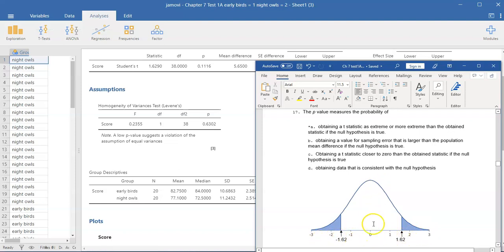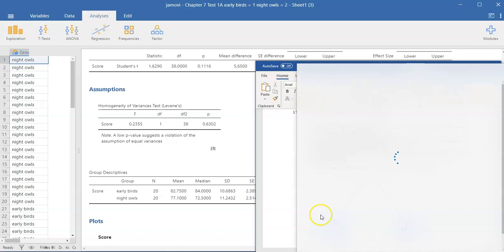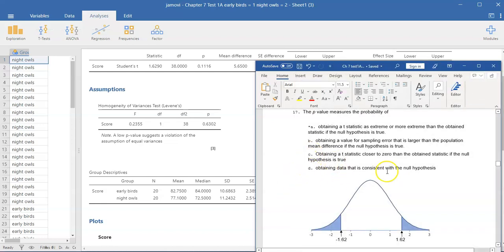Okay, so if the null is true, how often would you get a t-value of 1.62? Well, it's the probability of getting something in this tail and something in that tail for a two-tailed test. So yeah, that's this again. The p-value is the probability of getting the obtained t or something further from zero if the null is true. And again, if you get a very small p-value, that's strong evidence that the null might not be true.